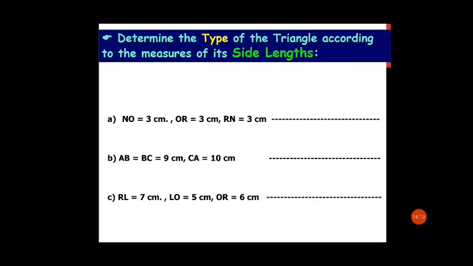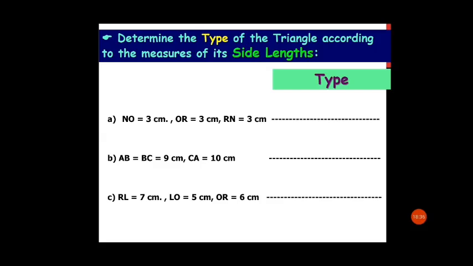Determine the type of the triangle according to the measures of its side length. So now my mind should be thinking to the types according to sides, either equilateral, all sides equal, isosceles, 2 sides equal, scalene, all sides different. So let's see the sides. NO, the side NO equals 3 centimeter.